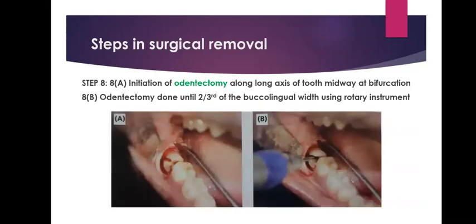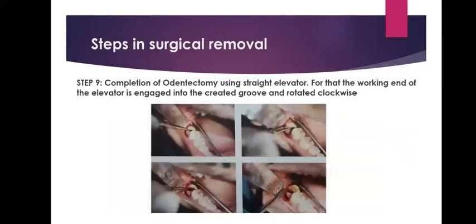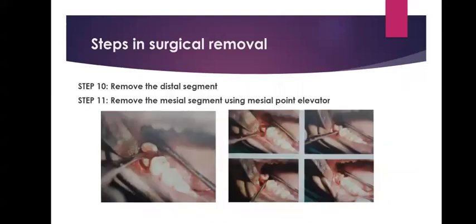Step 8, initiation of odontectomy, that is dividing the tooth along the long axis of the tooth midway at the bifurcation. The odontectomy is done until 2/3 of the buccolingual width using a rotary instrument. Now, completion of the odontectomy is done using a straight elevator. For that, the working end of the elevator is engaged into the created groove and rotated clockwise. Step 10 is remove the distal segment. Step 11, remove the mesial segment using a mesial point elevator.